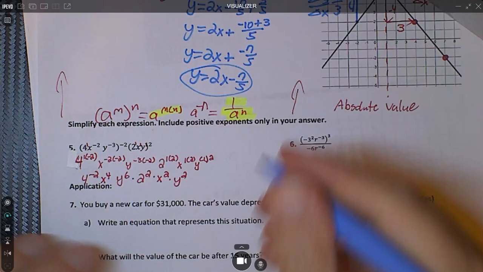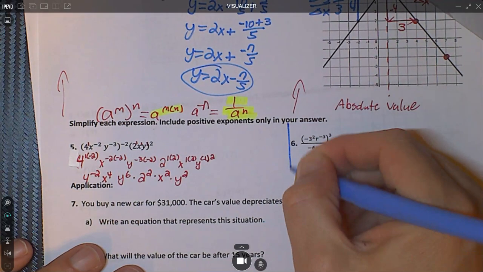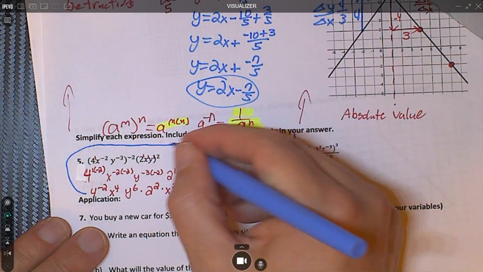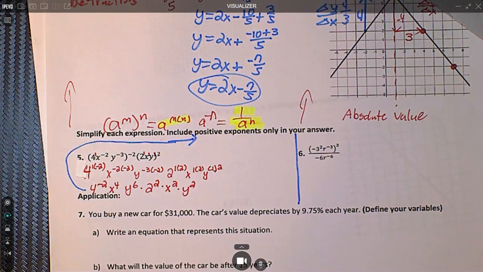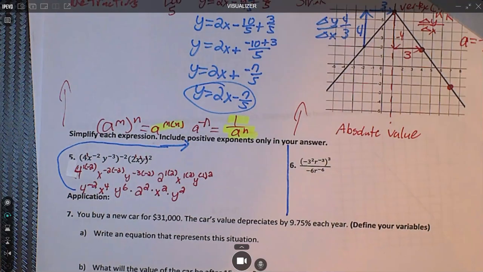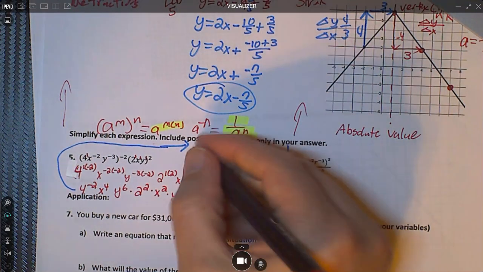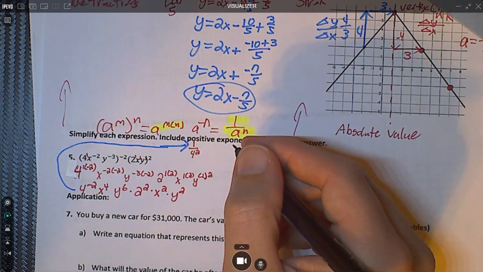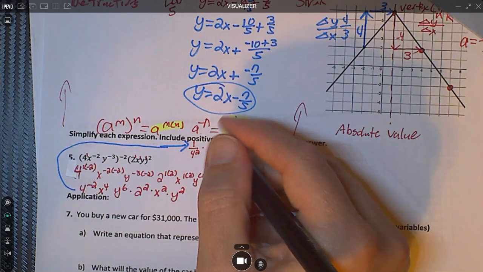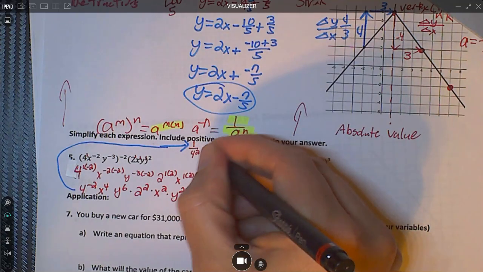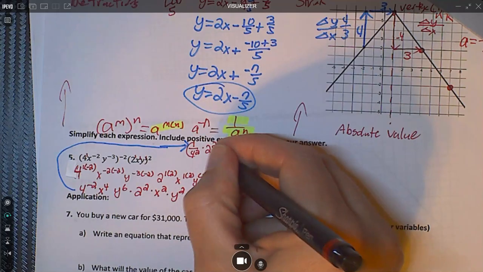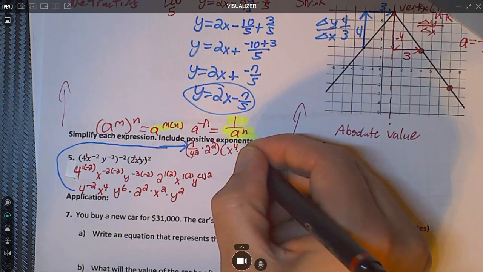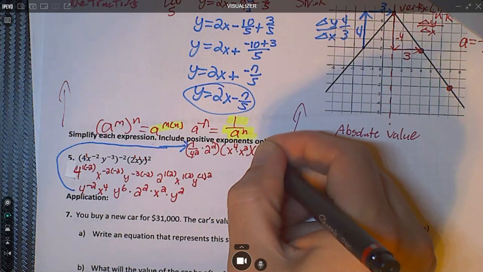I don't know where I'm going to write all this. So I got 1 over 4 squared times 2 squared. That's up front. And now I got times x. And I got y.